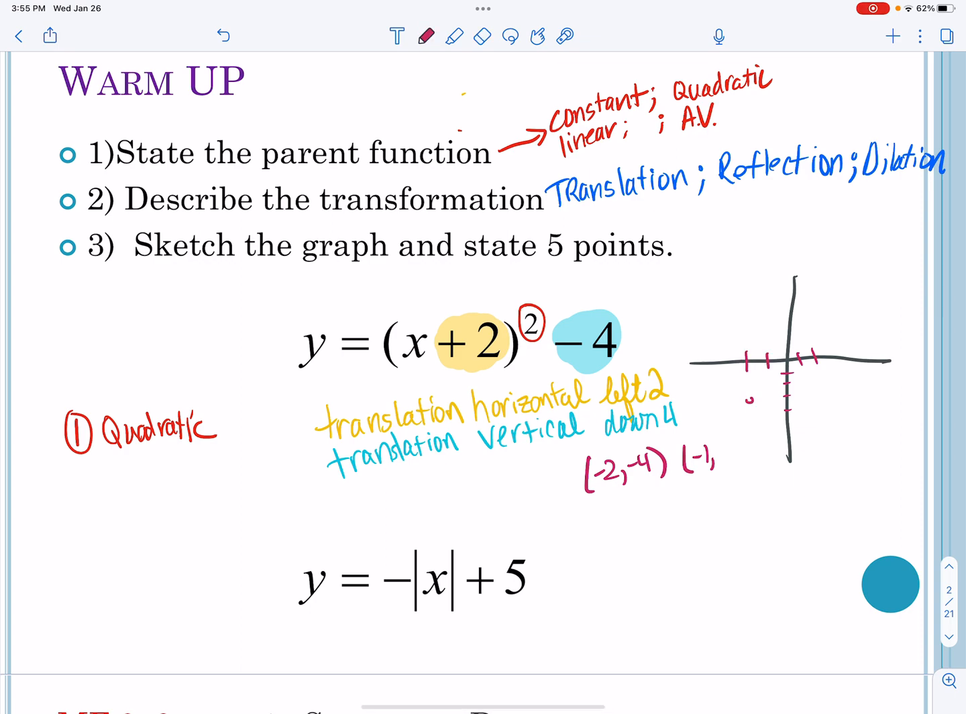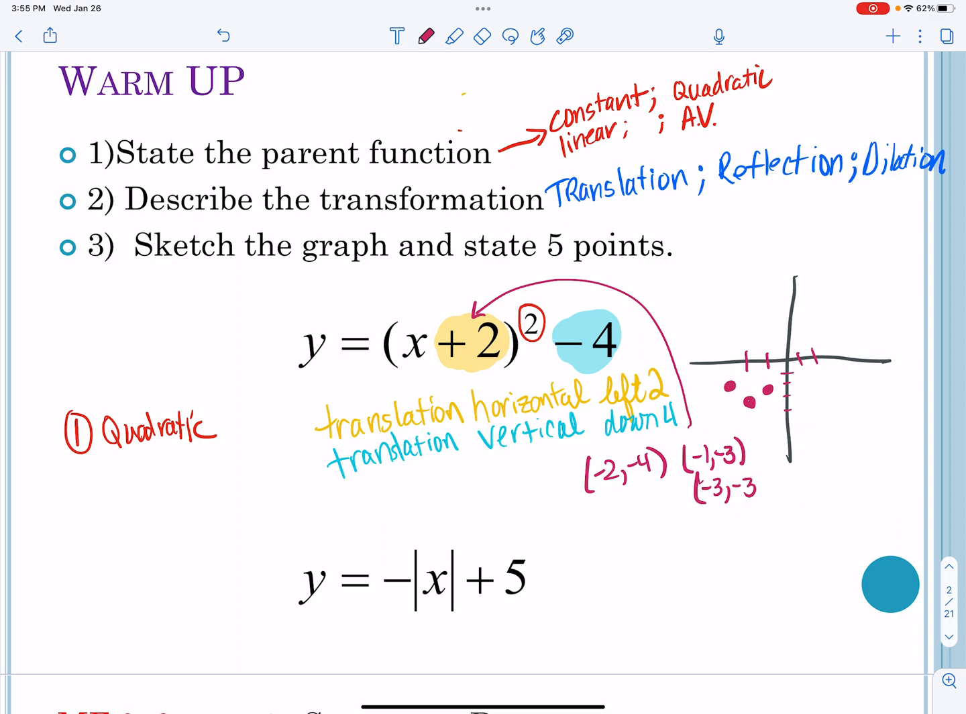Left 2, down 4. Okay, so if I put in a -1 into this equation, that would be -1 plus 2 is 1. 1 squared is 1. 1 minus 4 is a -3. So I would have a point at -1, -3. And that also means wouldn't I have a point at -3, -3, because it's symmetrical.